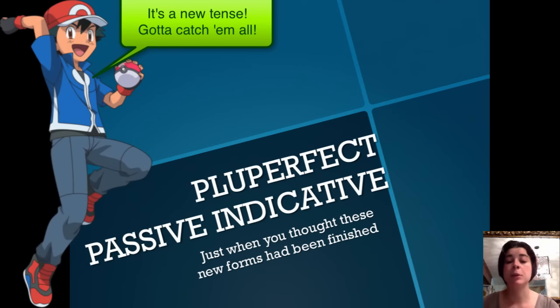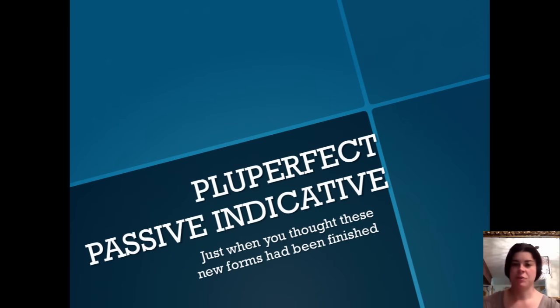Today we're going to talk about the pluperfect passive indicative. Just when you thought these new forms were finished, there's more.